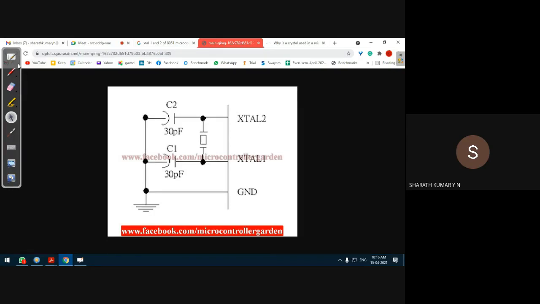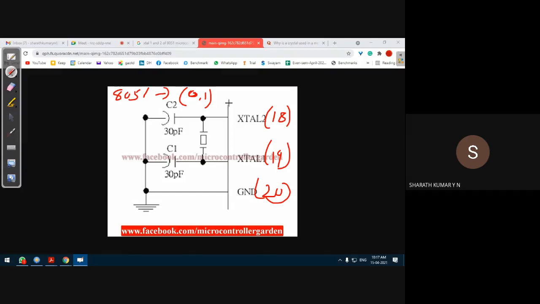What are the pin numbers, guys? XTAL2 is pin number 18, XTAL1 is pin number 19, and ground is pin number 20. Now we know that the 8051 microcontroller is a digital IC. Digital IC in the sense that it takes only zeros and ones, and it is triggered based on what is known as a triggering pulse, that is, a clock pulse.